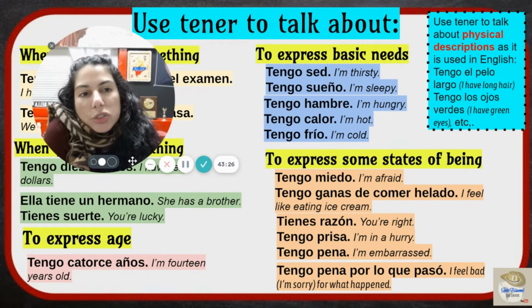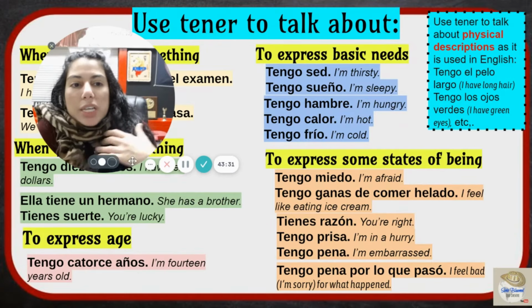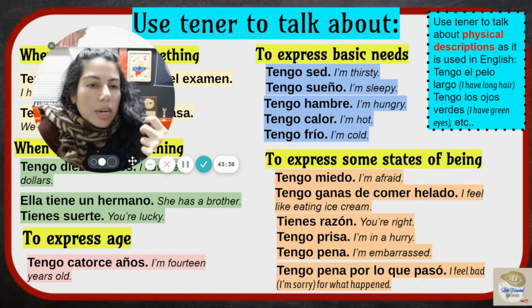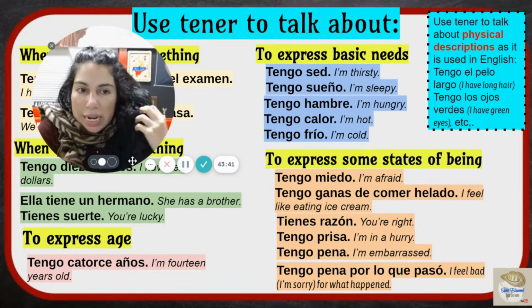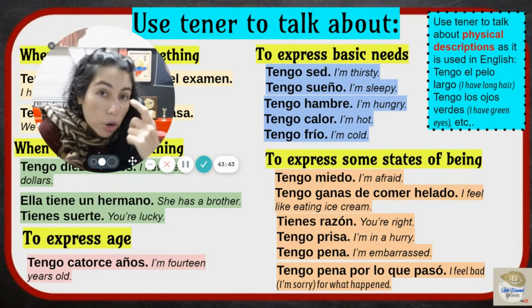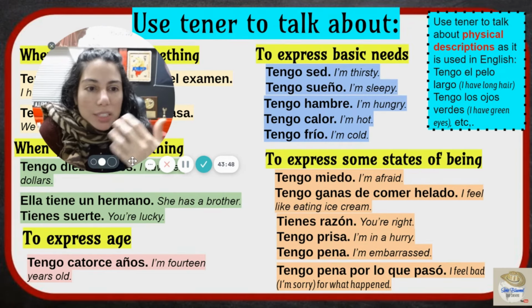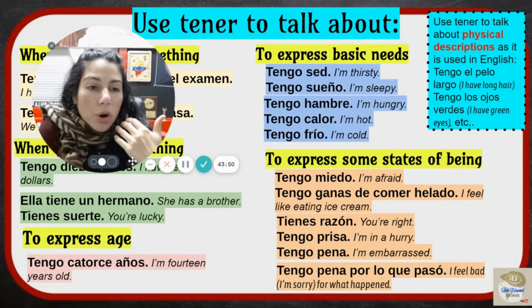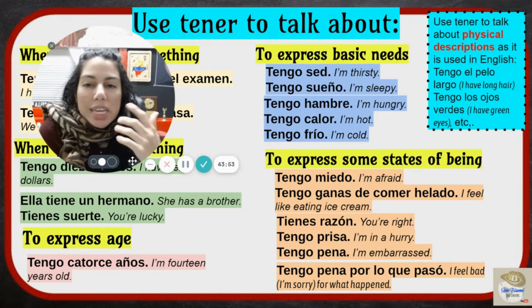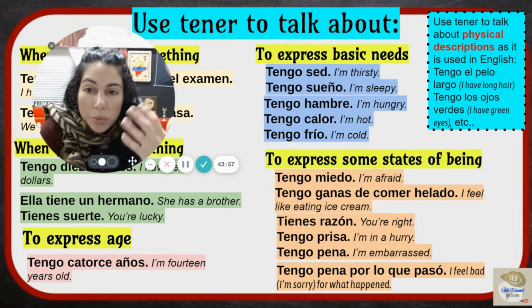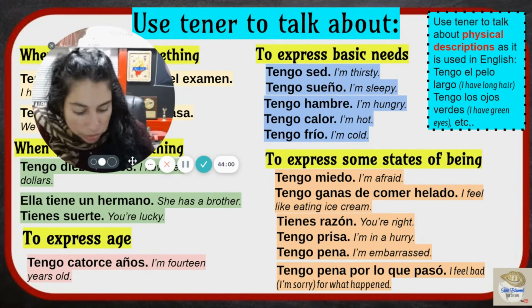So use tener to talk about physical descriptions as it is used in English too, like when you say I have long hair. So I would say tengo el pelo largo, right? So I have long hair. Tengo el pelo largo. Pelo is hair. Largo is long. Tengo los ojos verdes. I have green eyes, which I don't have green eyes, but if you do, you would say tengo los ojos verdes, o tengo los ojos azules, o tengo los ojos negros, which is more what I have, like tengo los ojos negros.